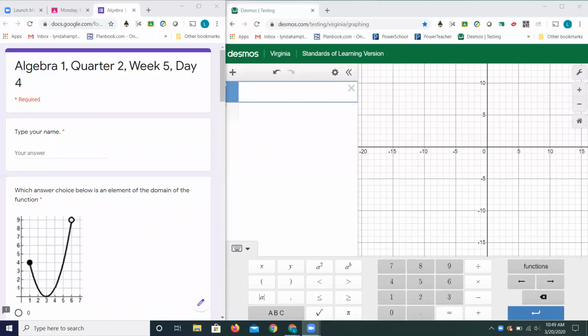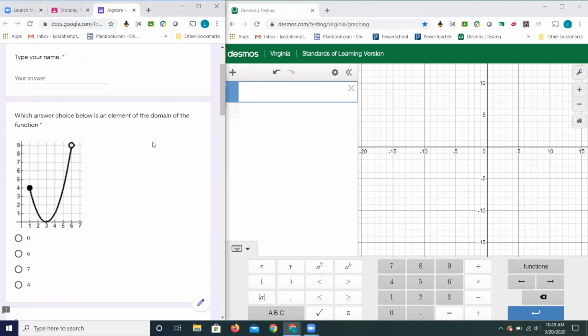Spiral 64. You should have Google Classroom on the left of your screen and the Desmos calculator on the right. And you should find Spiral 64. It might say quarter 2, week 5, day 4, as this shows. Pause your computer until your screen looks like mine.